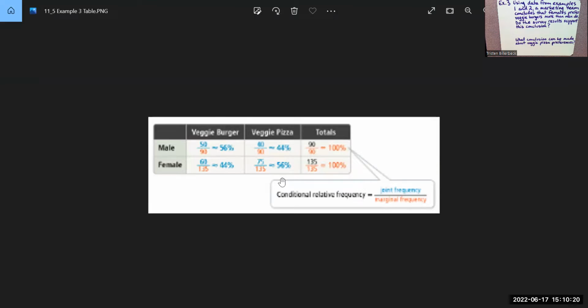So this says, from examples 1 and 2, can we conclude females prefer veggie burgers more than men do? Well, it looks like the men like the veggie burgers more than the women do. So no, we cannot conclude that. No, the data doesn't support that.